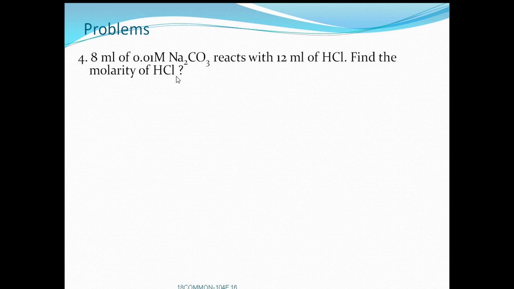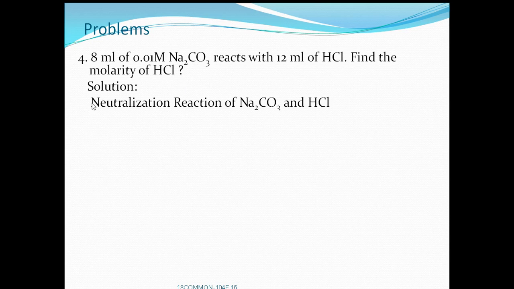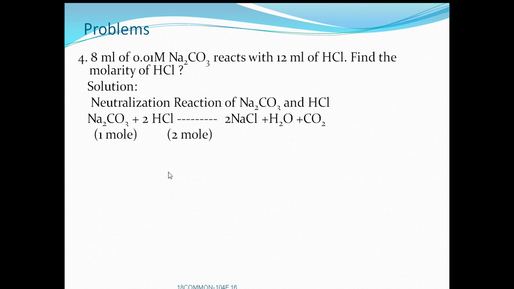Next, the number of moles we have to write from the equation, right? So first of all we have to write the equation, the neutralization reaction of Na2CO3 and HCl. This is the base, this is the acid. What is the reaction? 1 mole of Na2CO3 reacts with 2 moles of HCl. We get 2 moles of NaCl and also 1 mole of H2O plus 1 mole of carbon dioxide. Na2CO3 1 mole and HCl 2 moles.